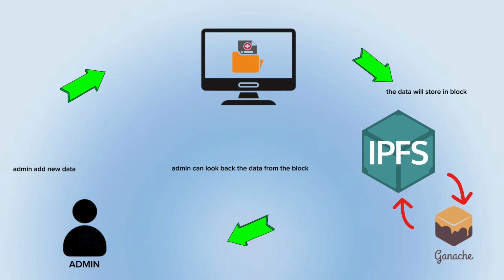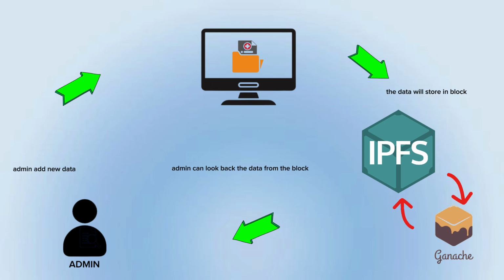So the admin will add new patient data, the data will be keyed in by the system, and then the data will be stored in the blockchain, which is IPFS. IPFS will change the data from plain text to a unique hash, which is the CID, content identifier. Then the data that has been encrypted will be stored in Ganache.